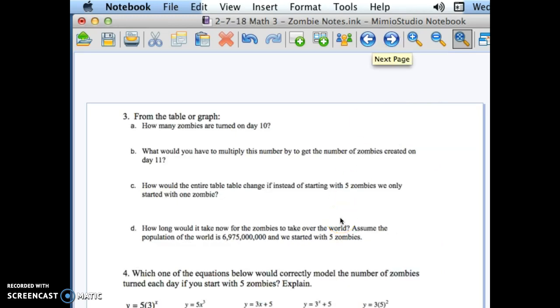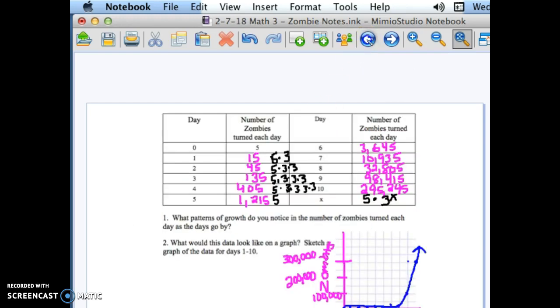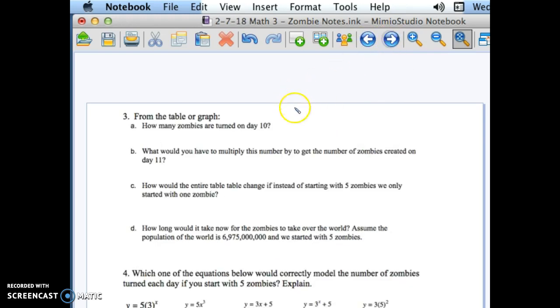Number 3. How many zombies are turned on day 10? 295,000. What's the rest of it? 245? Yes, 245. And so what would you have to multiply this number by to get the number of zombies created on day 11? We would multiply by 3.